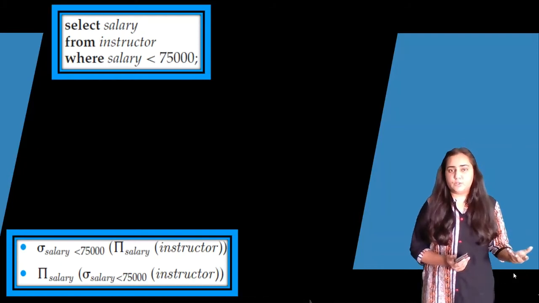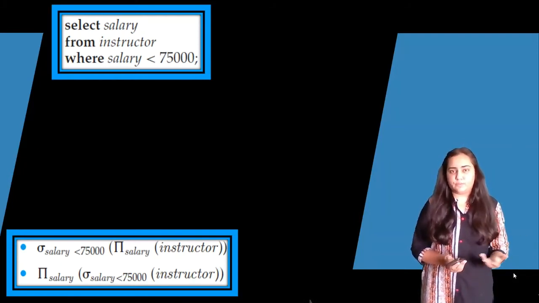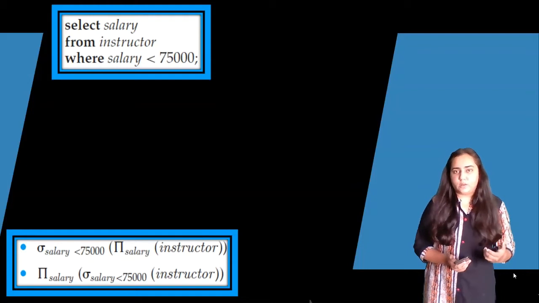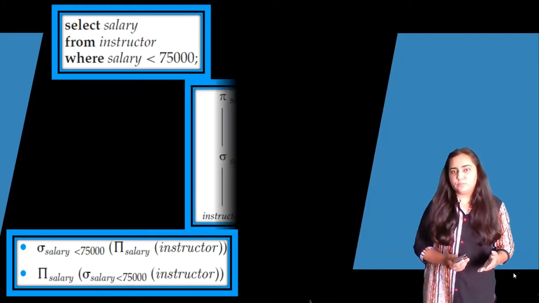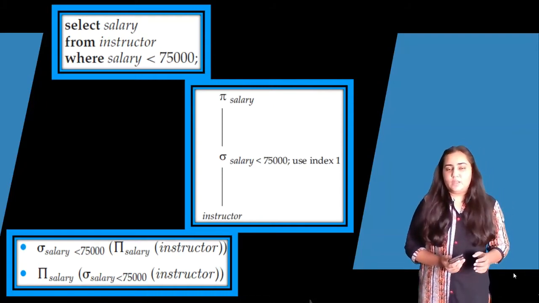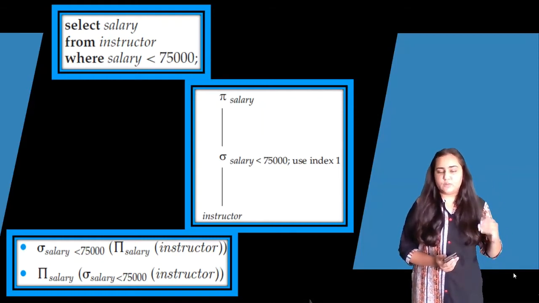Sometimes it's better to do a pi operation before sigma, and sometimes it's better to do sigma before pi. So based on all the calculations, the system will select one option, and then that option is converted into an evaluation plan like this. So in this plan, I'm basically specifying what to do first and what to do next.